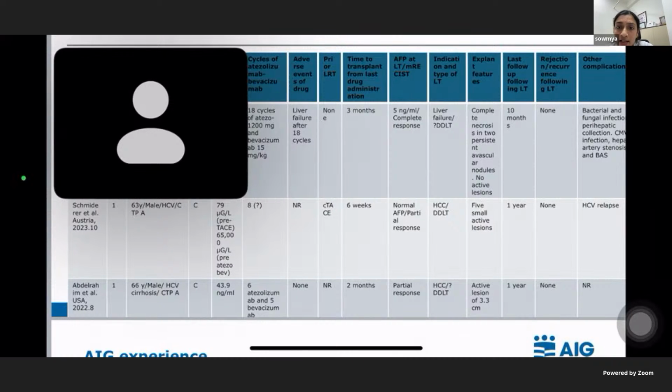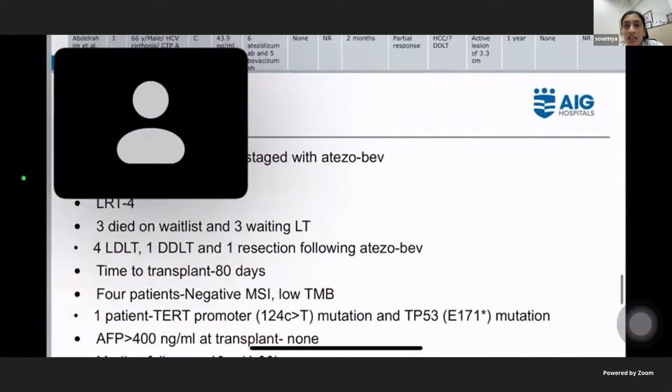Another case study from the USA, the patient was a 66-year-old male who had HCV-related cirrhosis, belonging to Child-Pugh A and BCLC C category of HCC, and AFP at baseline was 43.9. He had received 6 cycles of immunotherapy with no adverse effects and no prior LRT. There was a 2 months time gap between the last dose of drug administration and transplant. The indication for transplant here was again active HCC. The explant showed an active lesion of 3.3 centimeter, and the patient was followed up to 1 year with no rejection features and no other adverse effects.